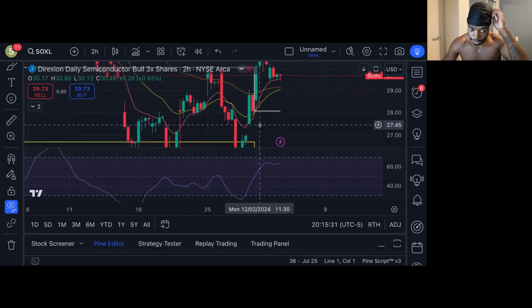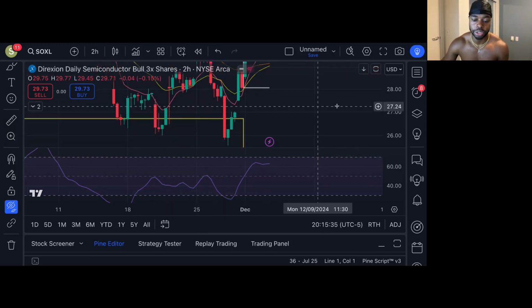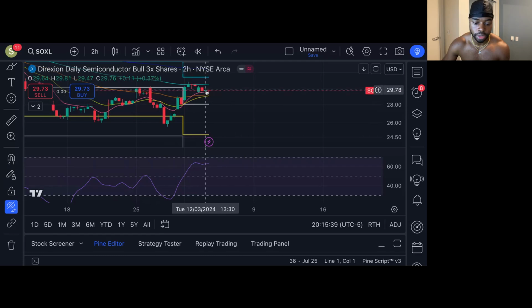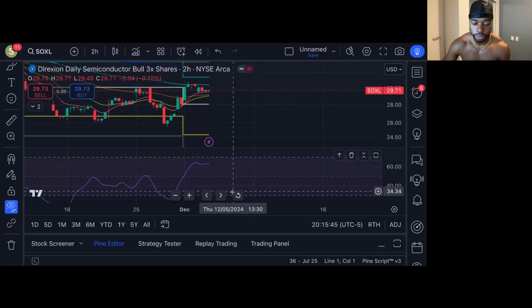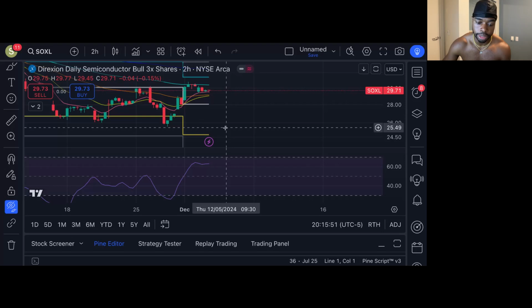Another thing to look at when you're looking at oscillators is divergence, the concept called divergence. Basically, if a stock is moving up on the chart, but then the RSI or your oscillator is starting to move down, that's called bearish divergence, where the stock is expected to come down.